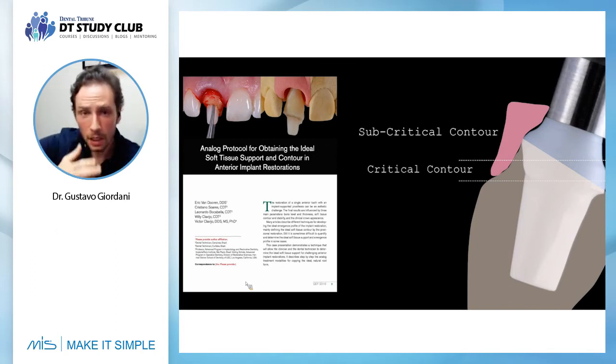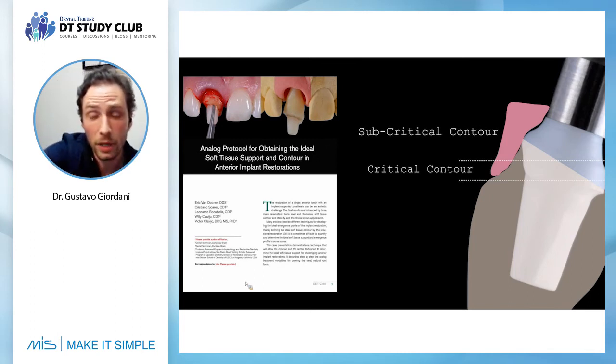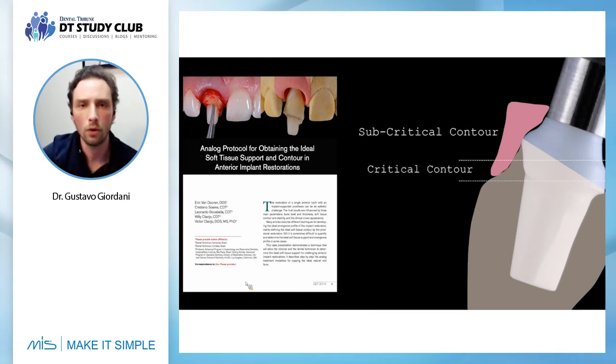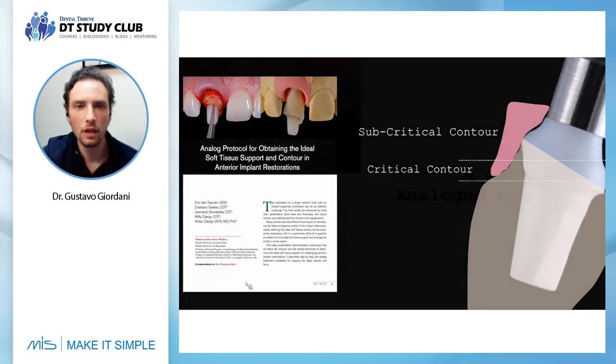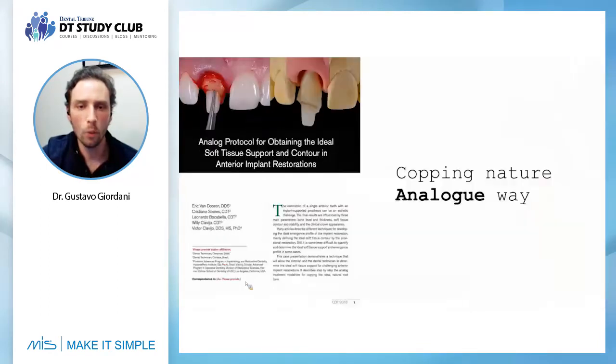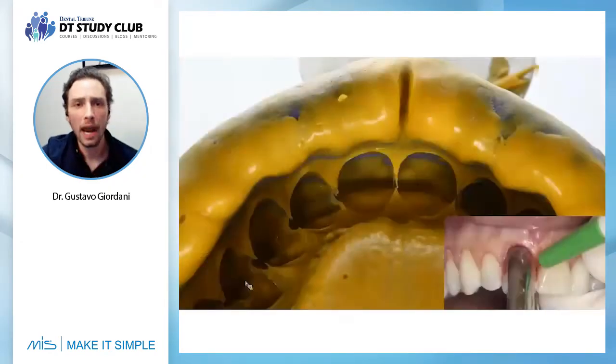Below the critical contour, we have the subcritical contour. There, we need to create this undercontour, this subcontour, so you can create space for the soft tissue and for the biomaterial, and then you're going to have a very good final result. You're going to increase the volume, and we're going to support the tissue in the perfect way. So let's understand how Eric described this.